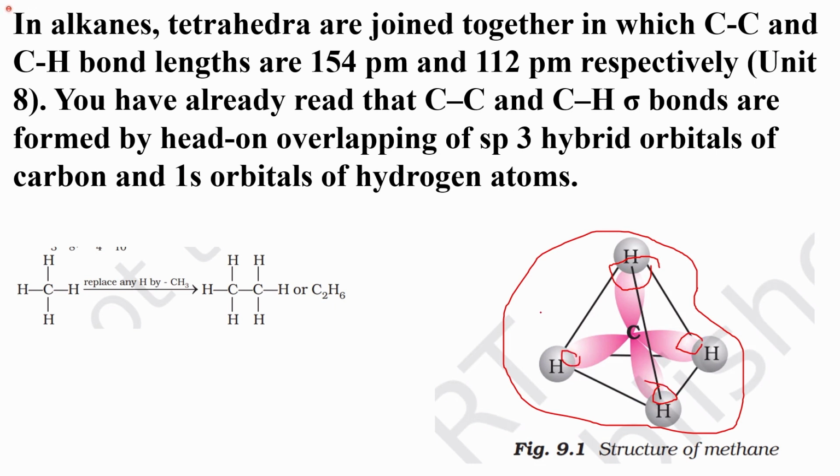This overlap is between the 1s orbital of the hydrogen and the sp3 hybrid orbital of the carbon. This orbital is the sp3, and this orbital is the 1s orbital. In this way, they are forming the bonds. You have already read that the C-H sigma bonds are formed by head-on overlapping of sp3 hybrid orbitals of carbon and 1s orbitals of hydrogen atoms.